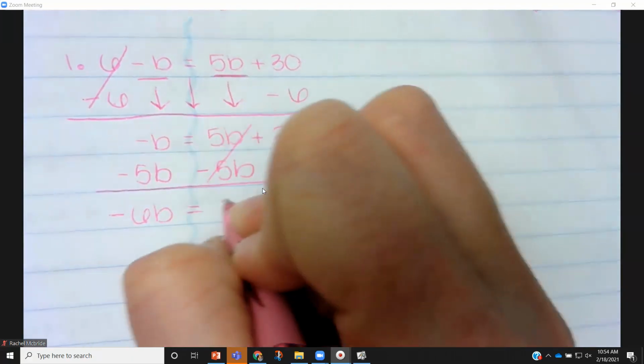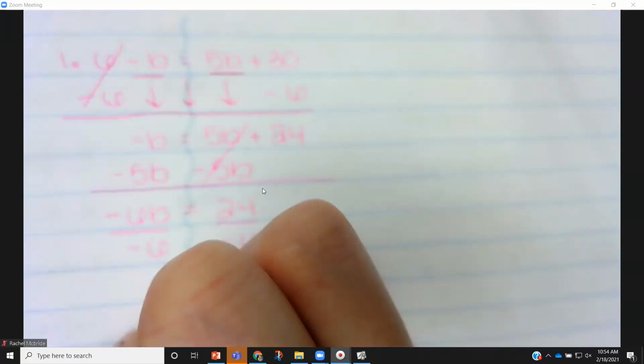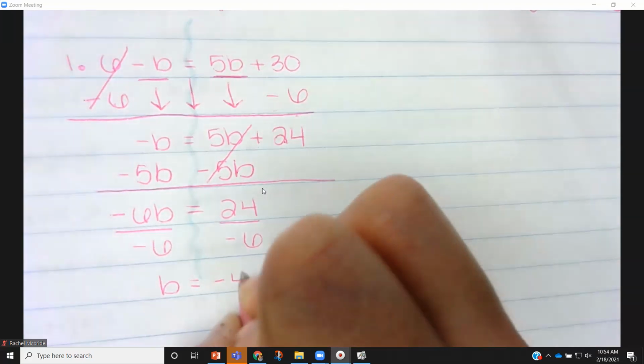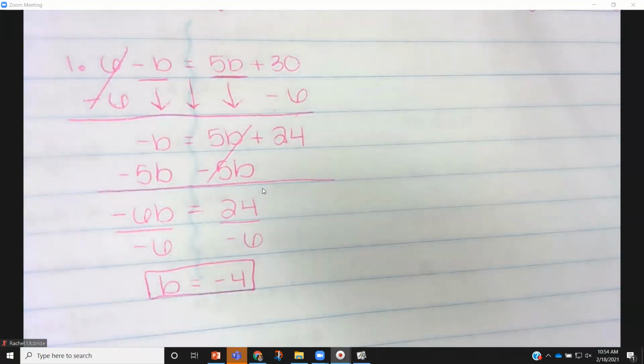Perfect. And then the last thing we have to do is divide both sides, Madison. Excellent. And b equals what? Zoe? Good. Okay, now you guys see why we couldn't fit this on that sheet of paper.